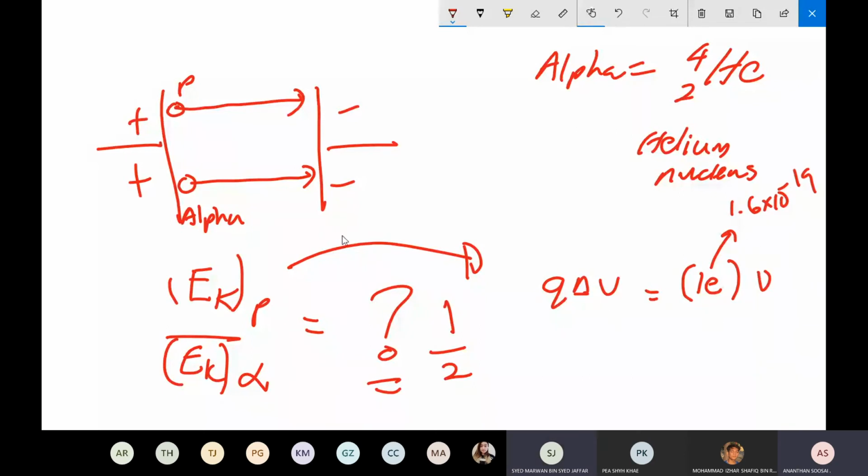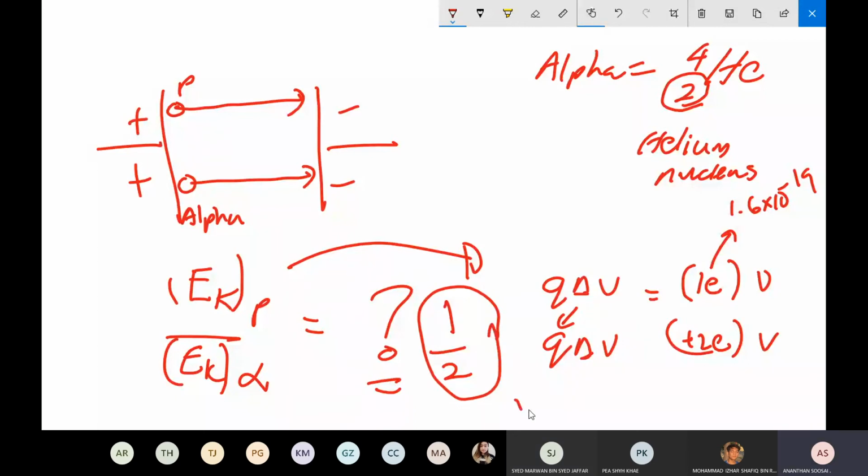Okay, V is the voltage between the plates. Then the work done on the alpha is Q times the change in V, but the alpha charge is positive 2e, with the same voltage. Yes, the charge is double, so the work done on the alpha is 2 times greater. So the answer should be half E. Should be half. Very good. So the answer should be half V.